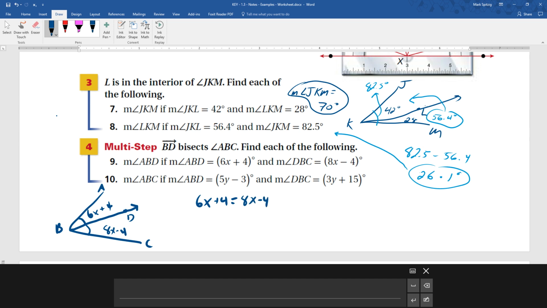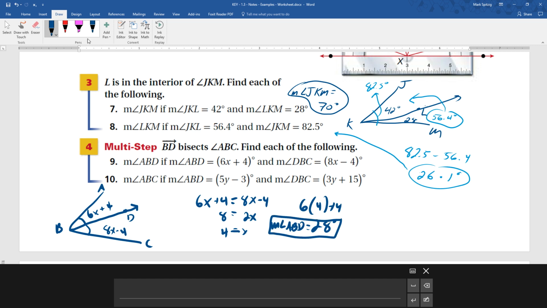And then, of course, we can subtract 6x from both sides, get 2x. We can add 4 to both sides and get 8. So x equals 4. It does say to find the measure of ABD, so we can just plug that back in. So 6 times 4 is 24, plus 4, 28 degrees. So it would basically be 6 times 4 plus 4 equals 28. So we know that the measure of angle ABD equals 28 degrees.